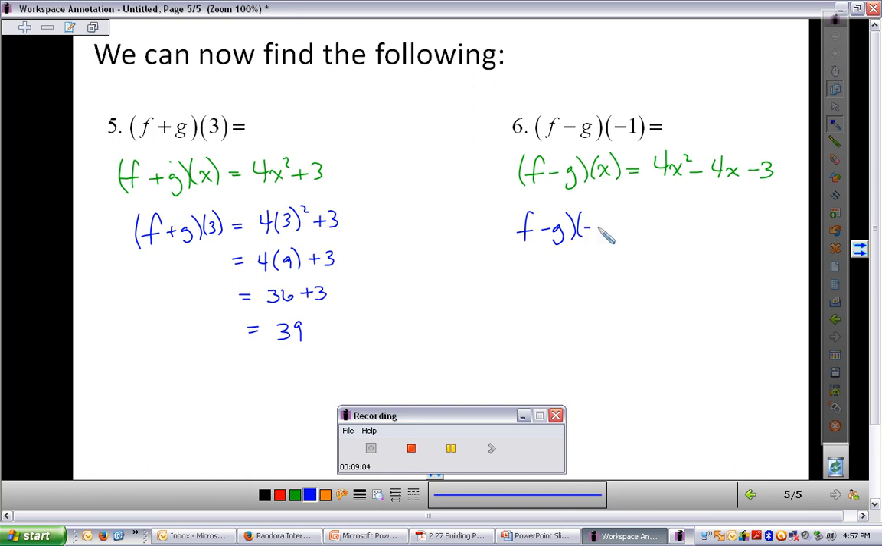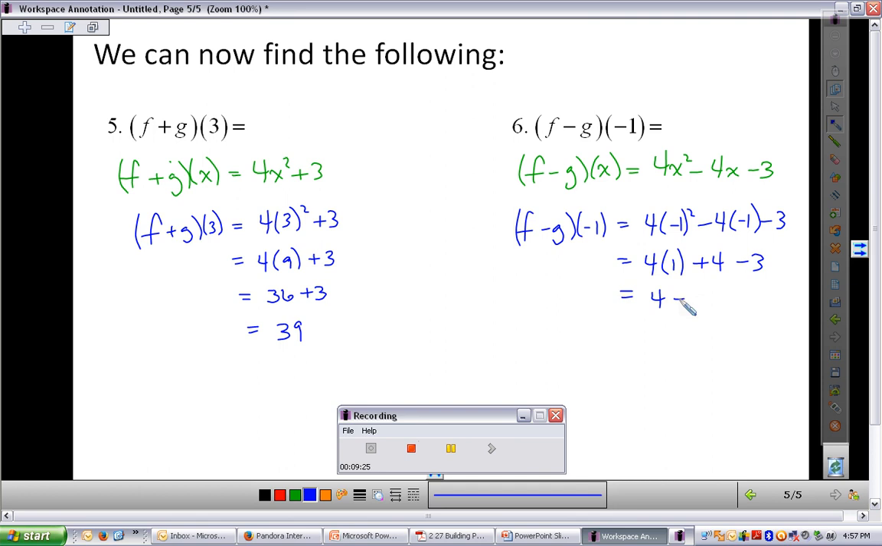So f minus g of negative 1 equals 4 times negative 1 squared minus 4 times negative 1 minus 3. Negative 1 squared is positive 1. Negative 4 times negative 1 is positive 4 minus 3.